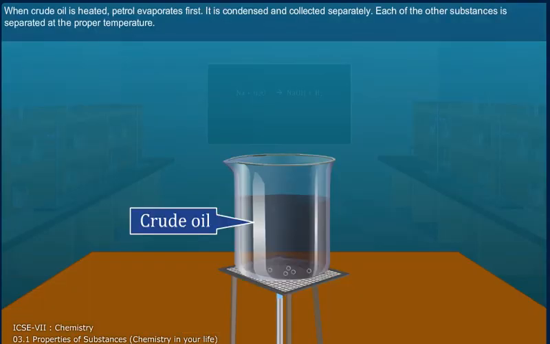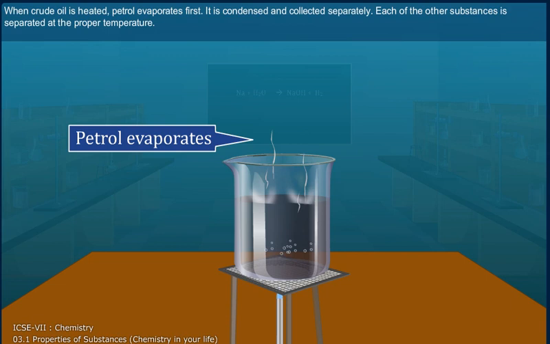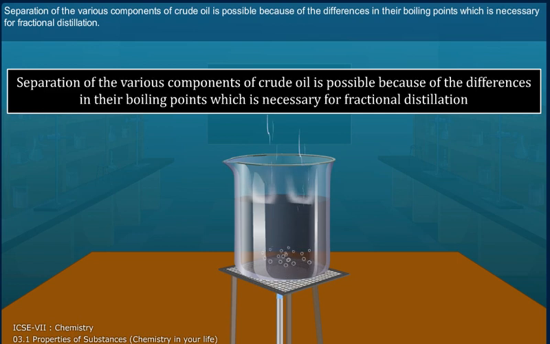When crude oil is heated, petrol evaporates first. It is then condensed and collected separately. Each of the other substances is separated at the proper temperature. Separation of various components of crude oil is possible because of the differences in their boiling points, which is necessary for fractional distillation.